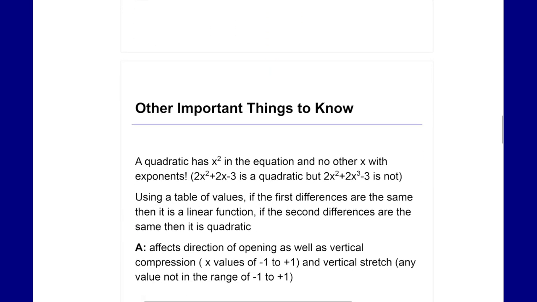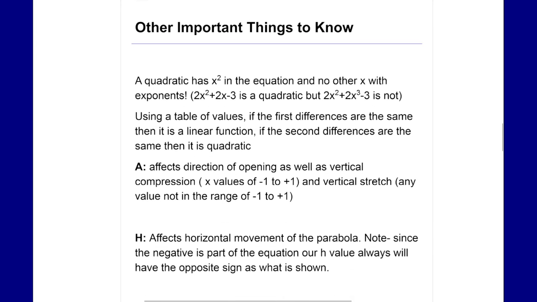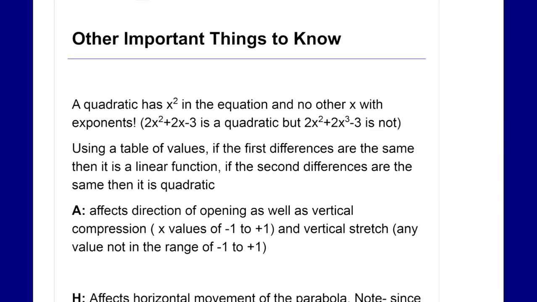Some other important things to remember or to know. When we're looking at a quadratic, it has an x squared in the equation and no other x with exponents. So we only want to see the highest exponent be x squared. So 2x squared plus 2x minus 3 is a quadratic. However, 2x squared plus 2x cubed minus 3 is not, and that's because of this x cubed that's causing the problem. So that's the reason that it's not.